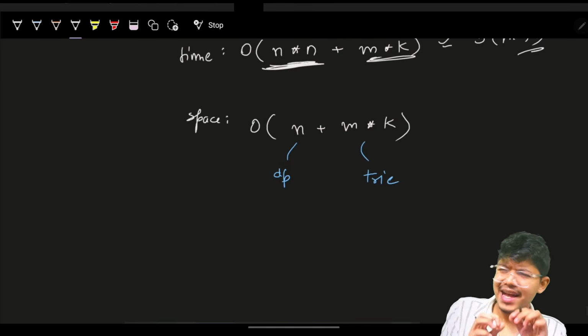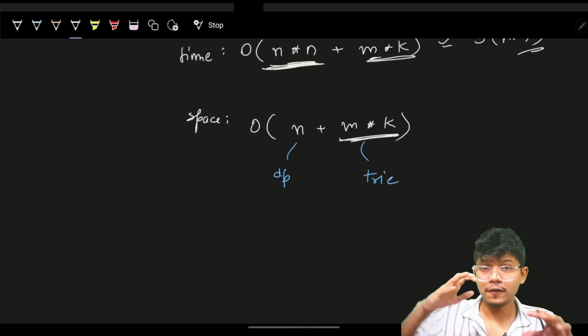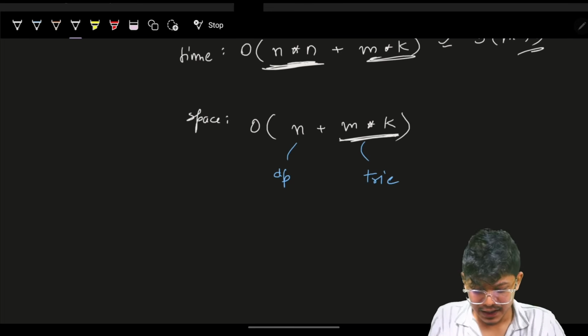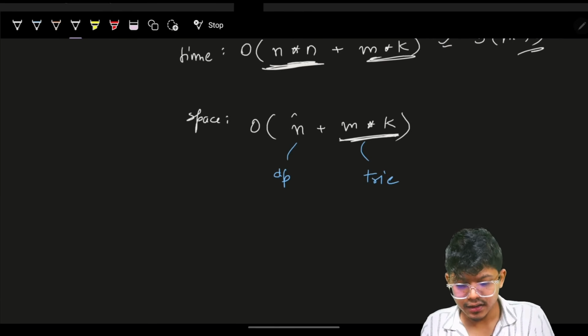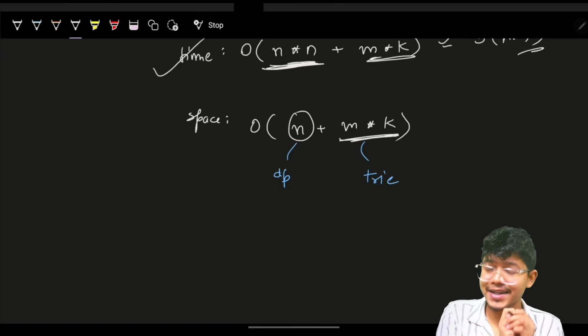But the space has increased a bit because now you are building a trie. So in the worst case, you have to plot every node of the trie, which can be O of m into k. And for sure, dp space will always be there. But reduction in time is what we require the most.